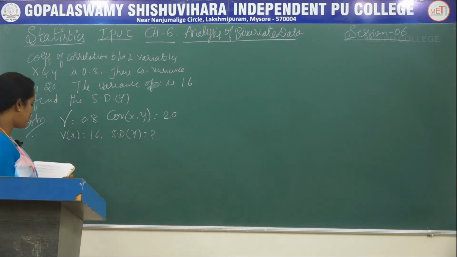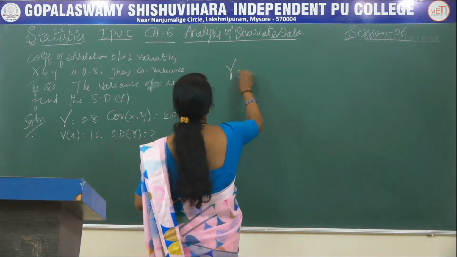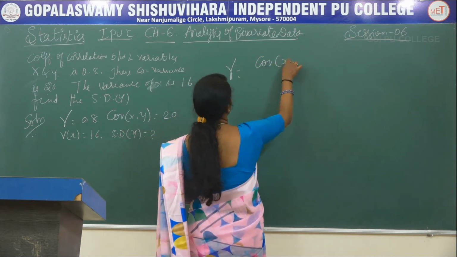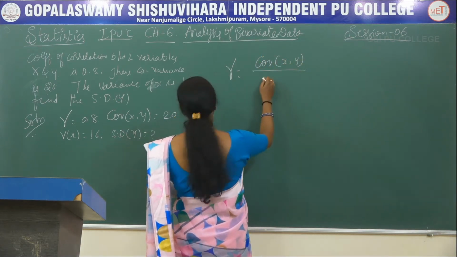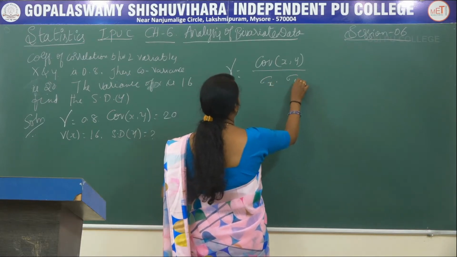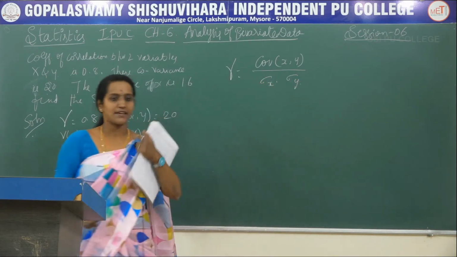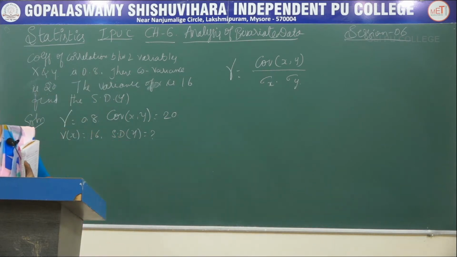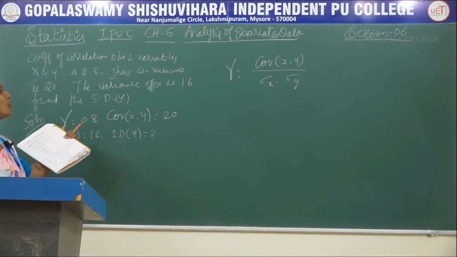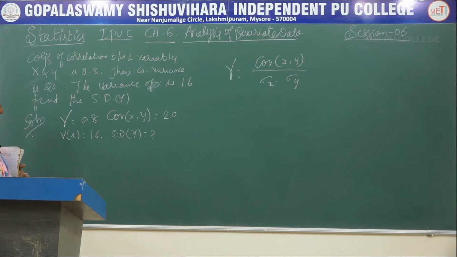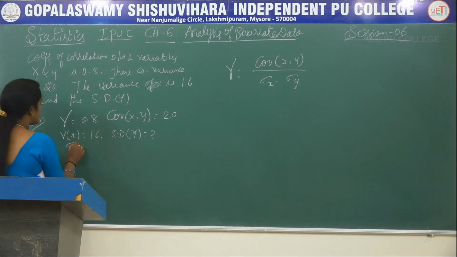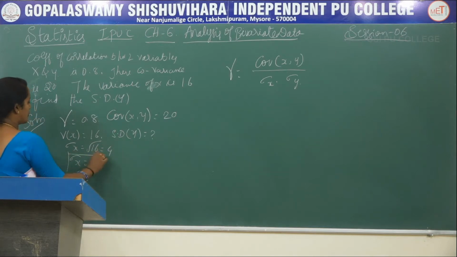Here we have a relation: r is equal to covariance of x comma y divided by sigma x into sigma y. Sigma x is the standard deviation of x, and sigma y is the standard deviation of y. But here they have given the covariance and the correlation coefficient, and we have to calculate sigma y. Instead of sigma x they have given the variance. So take the square root of this. Root 16 is 4. So sigma x is equal to 4.